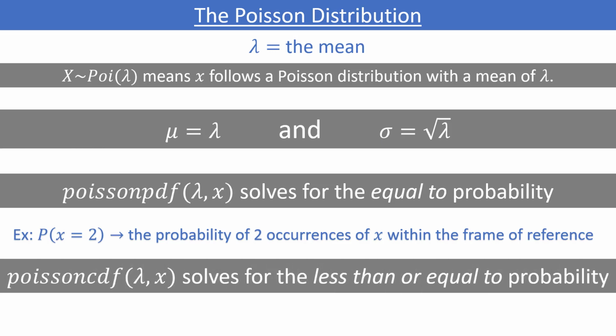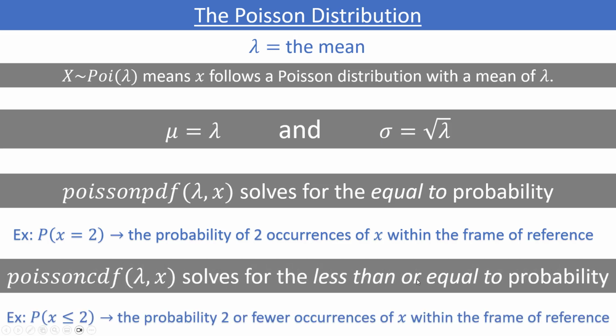On the other hand, the Poisson CDF function is going to solve for the less than or equal to probability. For example, we could solve for the probability that x is less than or equal to 2, which would mean the probability that we have 2 or fewer occurrences of x within our frame of reference.